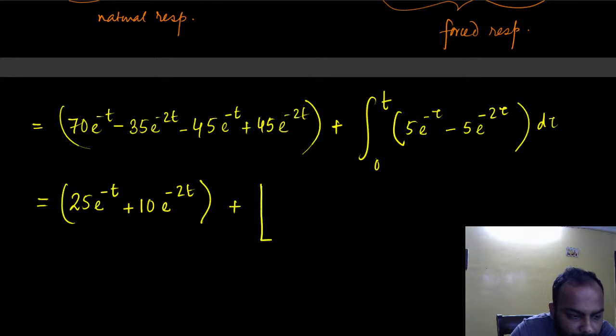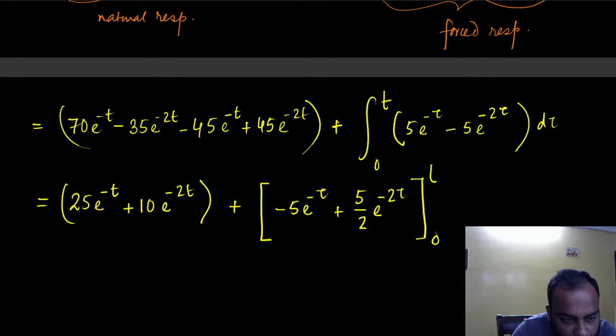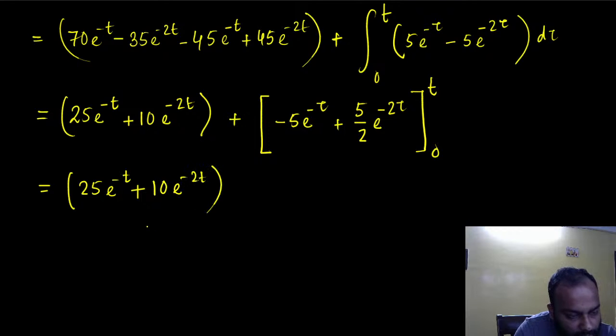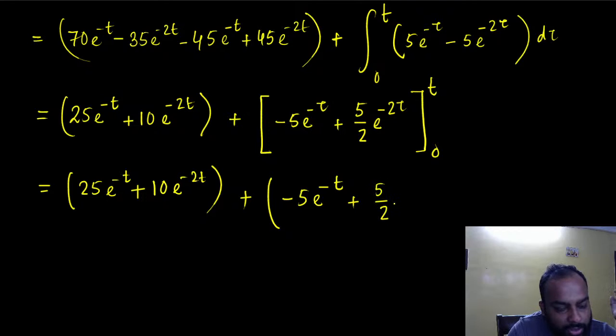Once we do the integration, this becomes 5 by minus 5 e to the power minus tau, plus 5 by 2 e to the power minus 2 tau, and the limits are from 0 to t. Again, this is the forced response. The natural response we have already calculated: 25 e to the power minus t plus 10 e to the power minus 2t. Now just put the values here. Putting the upper limit, tau becomes t: minus 5 e to the power minus t, plus 5 by 2 e to the power minus 2t.